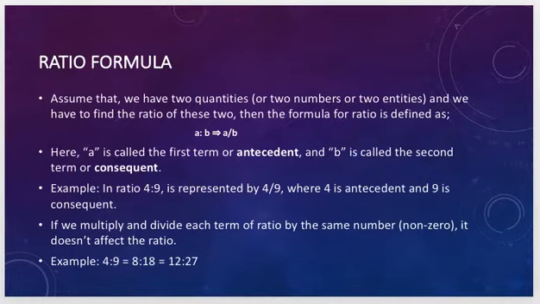Now suppose the ratio was 4:9. If we multiply numerator and denominator by 2, we can easily write that 4:9 is equal to 8:18. Or if we multiply it by 3, then we can easily say that it is equal to 12:27. So the same non-zero number multiplying the numerator and denominator.